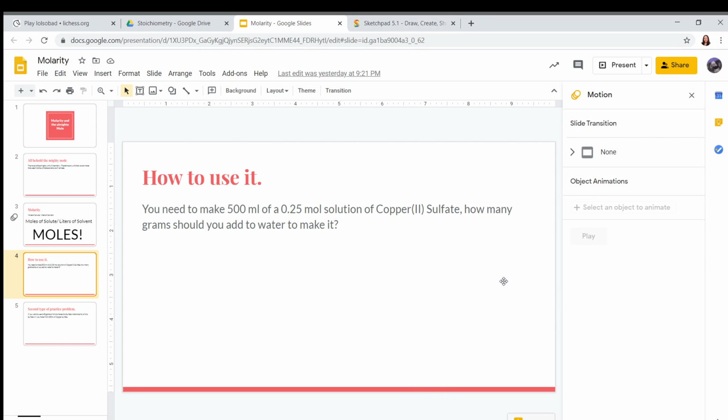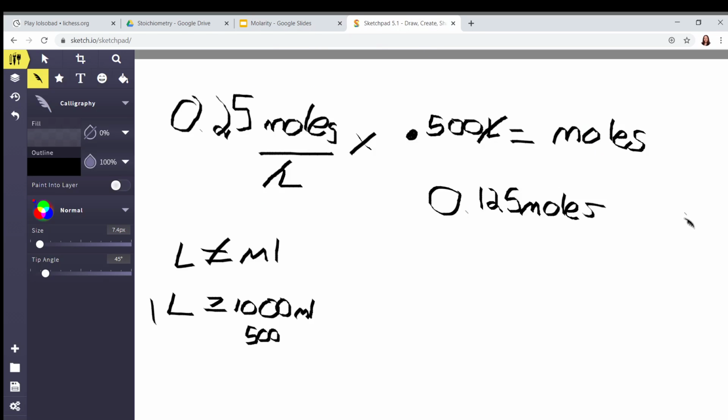But luckily, we have already done practice on moles to grams. So if we're trying to go from grams to moles, or moles to grams, we're going to have to do a molar mass conversion.